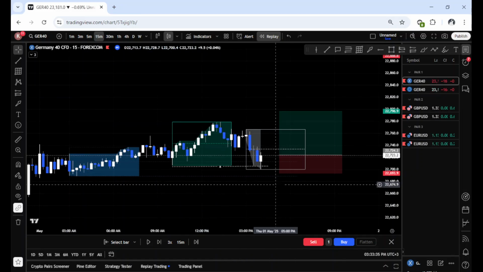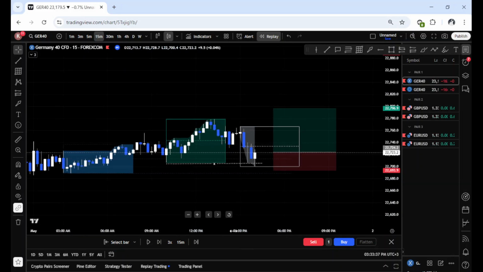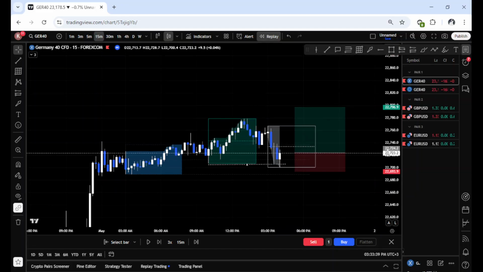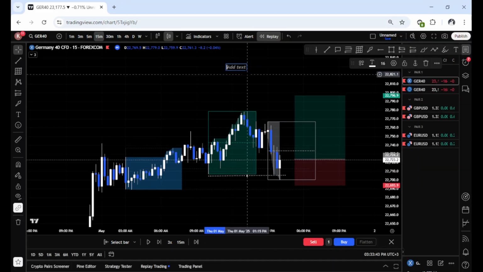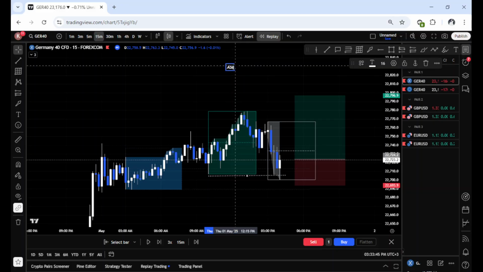So let me show you guys how you can have a very good trade using the Asian session sweep. I only trade a very simple strategy, which is a sweep of Asian high or low, or a sweep of London high or low. So that is what we trade, Asian session sweep.